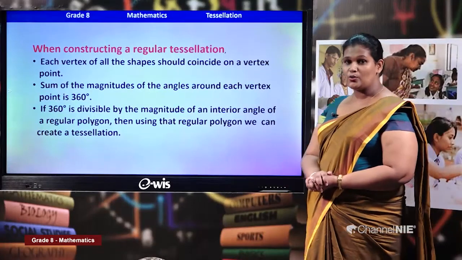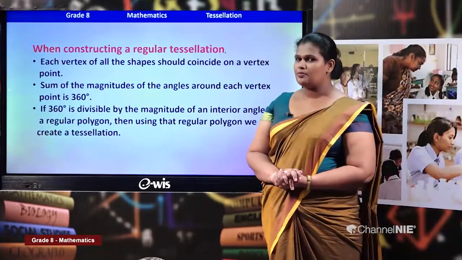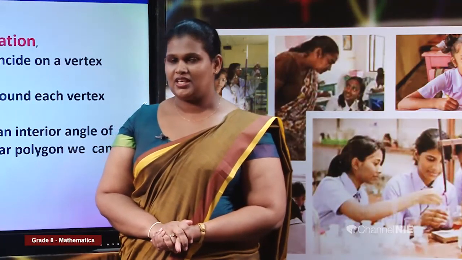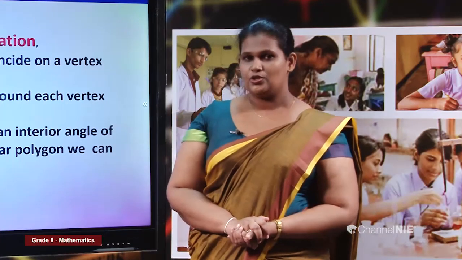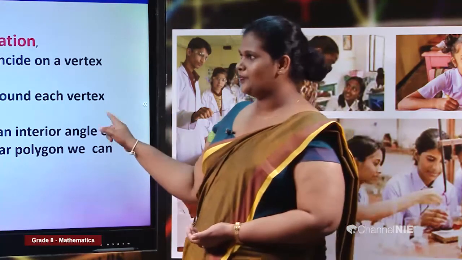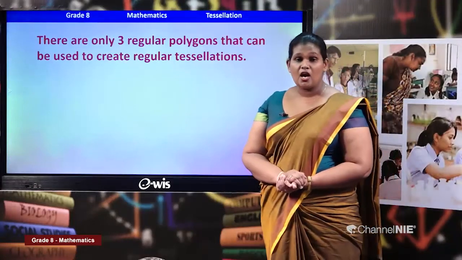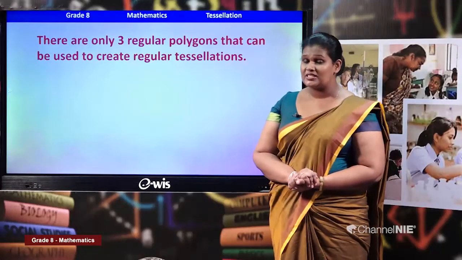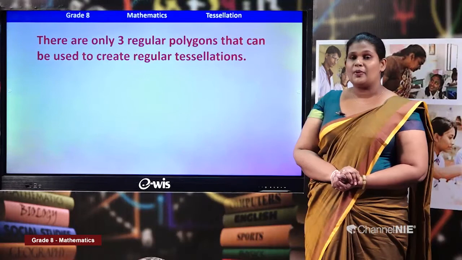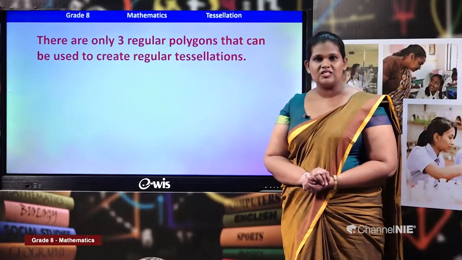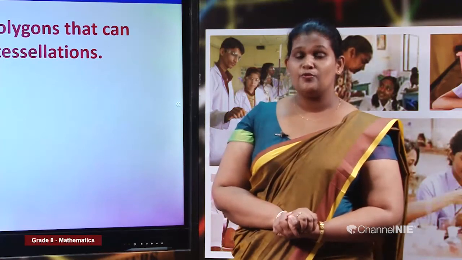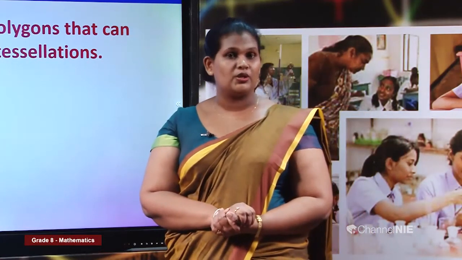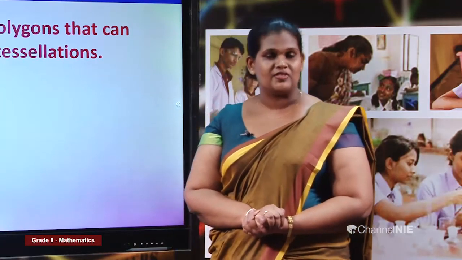Right. Now we are going to create tessellations. Now we have got some instructions on how to create a regular tessellation. So we will create some regular tessellations. Right. There are only 3 types of shapes that we can use to create regular tessellations. We have got so many regular polygons, but as we have noticed in previous slides, using a regular pentagon we couldn't create a regular tessellation, isn't that so?